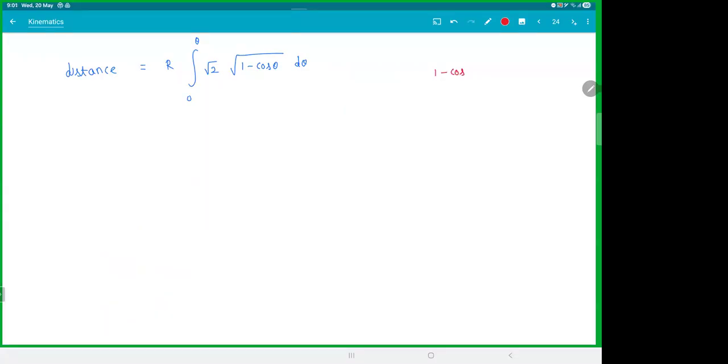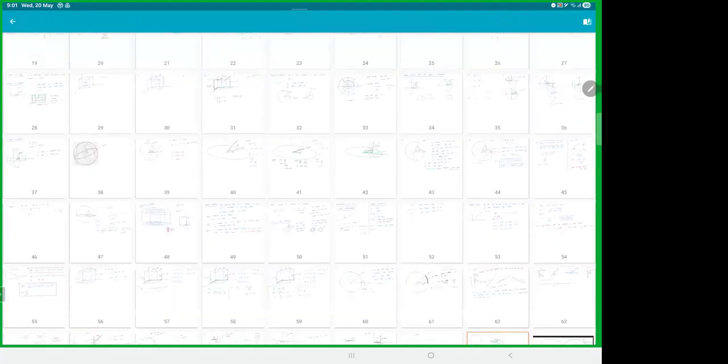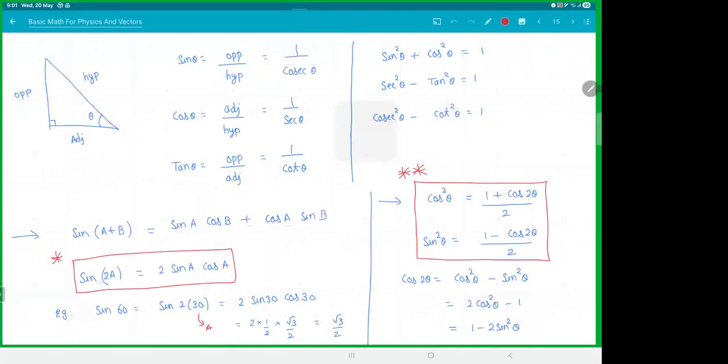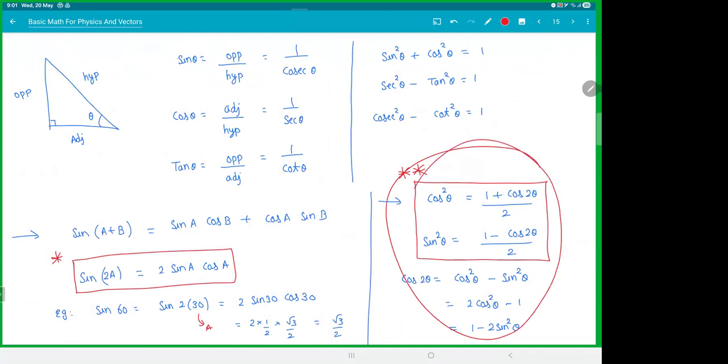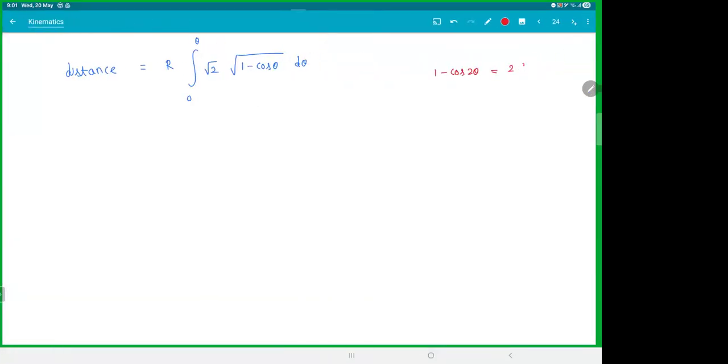1 minus cos 2 theta is 2 sine square theta. Remember? This comes from your basic maths. I told you this will keep coming multiple times. That's page 15, basic maths. You will keep going back, so don't think the chapters will just keep going forward. You need to keep referring.